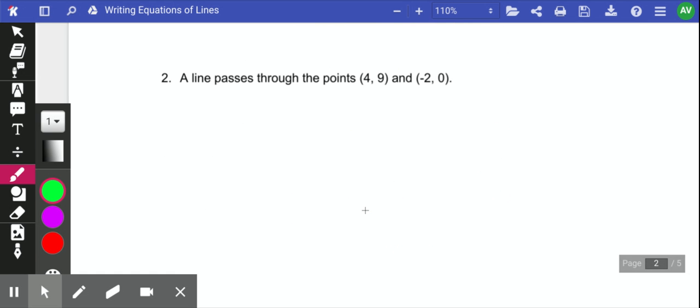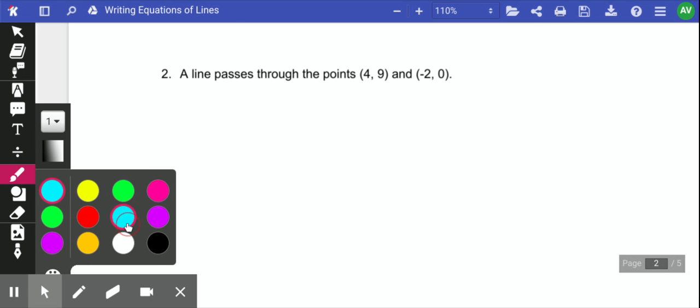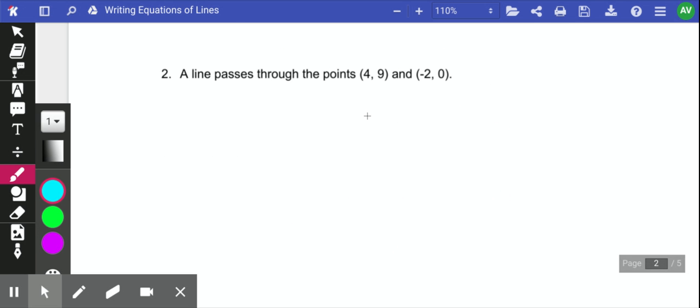Let's try it again, but this time where we're just given 2 points on the line. So this time, the thing that's different is I don't know the slope, but we know how to find the slope. So slope is y2 minus y1 over x2 minus x1, of course. So the 4 is going to be x1, the 9 is going to be y1, the -2 is going to be x2, and the 0 is going to be y2.